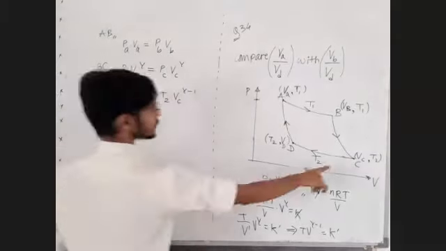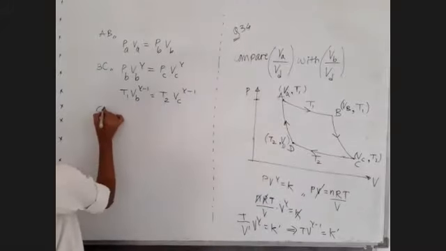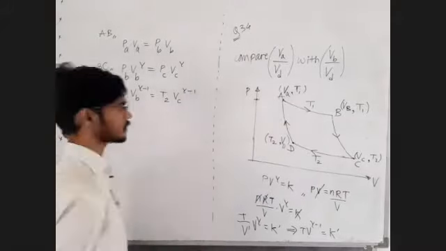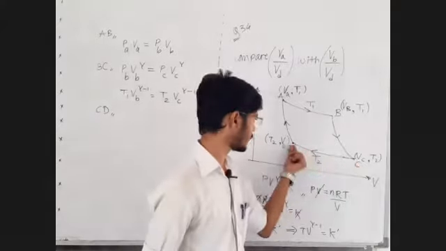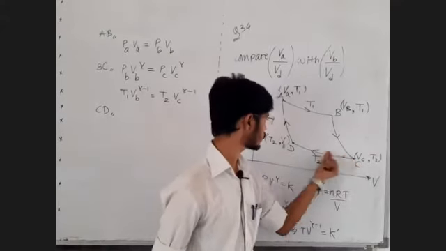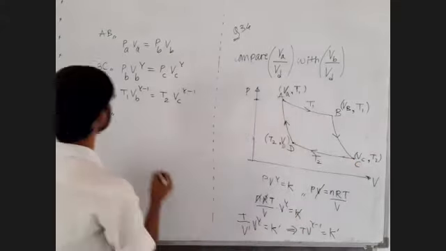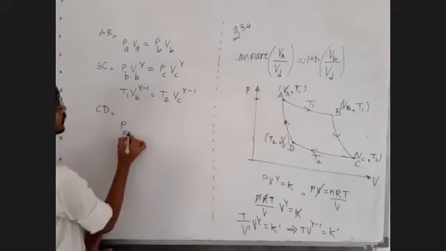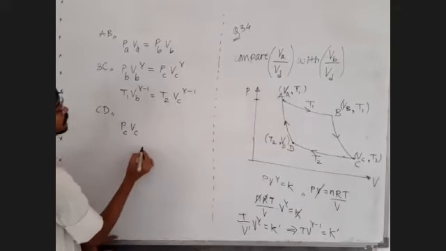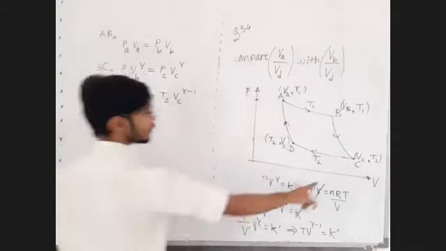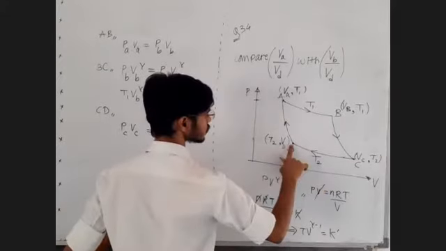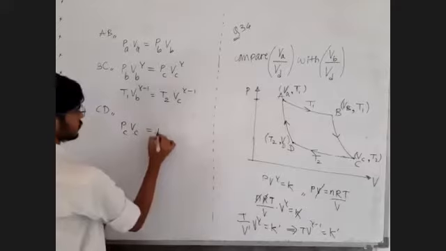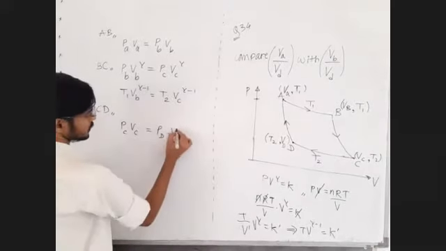Now for the part C to D, try to write the equations. P1 V1 equal to P2 V2. So PC VC equal to PD VD. Okay, sir. So write down here: PC VC is equal to PD VD, isothermal process.